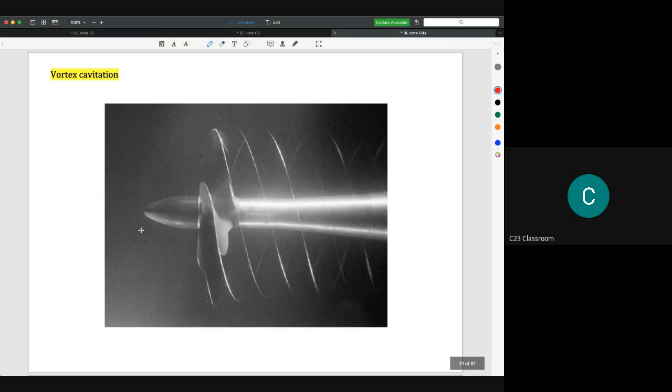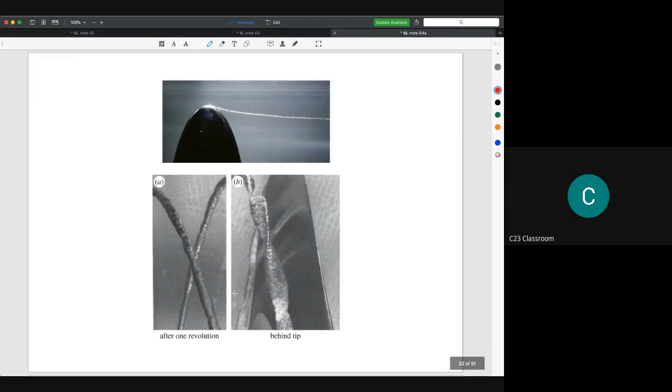And this is the vortex cavitation. It is because we have a rotating device. For example, we have a blade here, and the blades rotate at a certain speed. Then you could find that the vortex occurs at the tip of the propeller's blade. So this is another example of the cavitation from the tips of the blade.